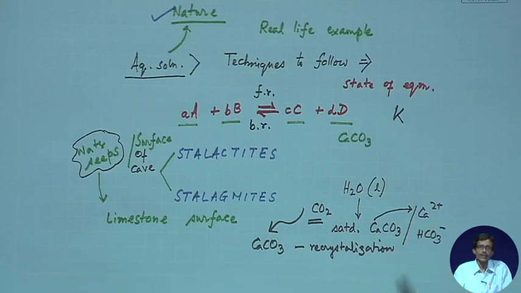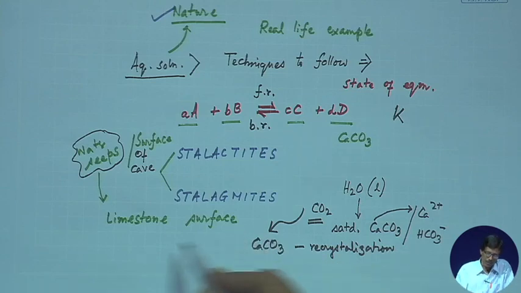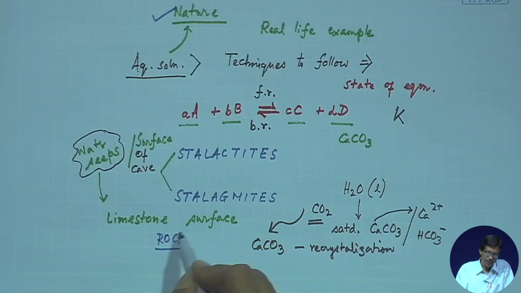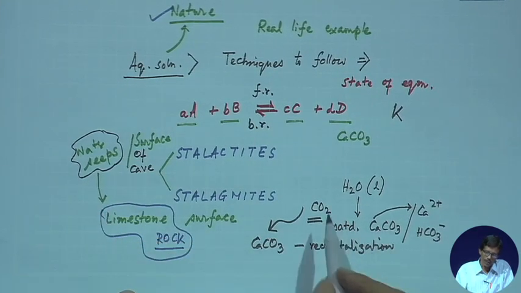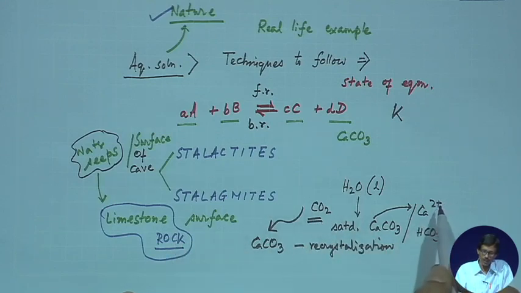That recrystallization of that limestone is taking place. So, we can have a huge rock sample. The rock sample is nothing but your limestone, and on it water is flowing which is saturated with CO2. So, some amount of Ca2+ is leaching.